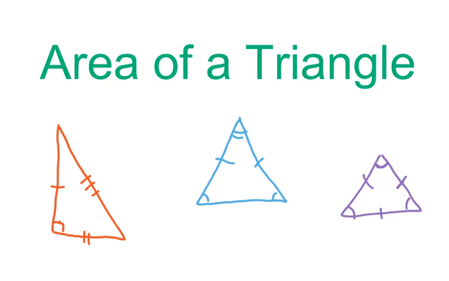Alright, let's talk about how to find the area of a triangle, my favorite of all the shapes. Alright, so we have lots of different types of triangles. We have right triangles, isosceles triangles, equilateral triangles. They all have different kinds of angles in them, but the way to find the area is the same no matter what your triangle looks like.